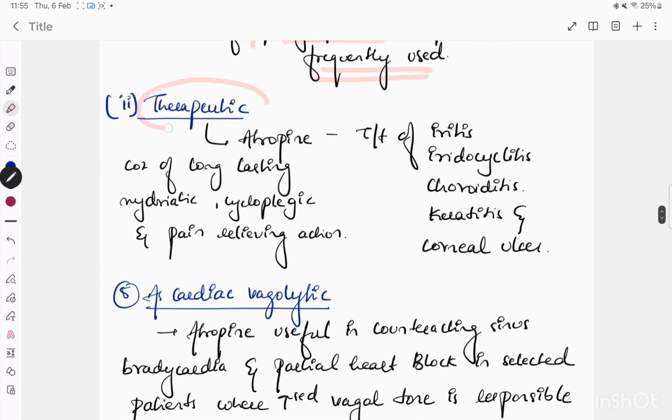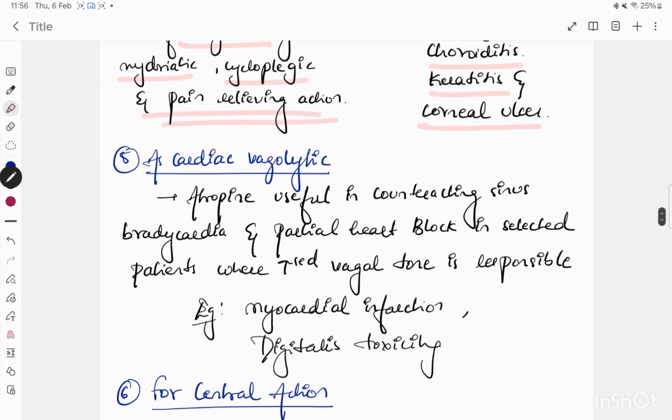Next, therapeutic uses of atropine. Atropine is used in the treatment of iritis, iridocyclitis, choroiditis, keratitis, as well as corneal ulcers. Why? Because of its long-lasting mydriatic and cycloplegic as well as pain-relieving action. It is used as a therapeutic drug as well.